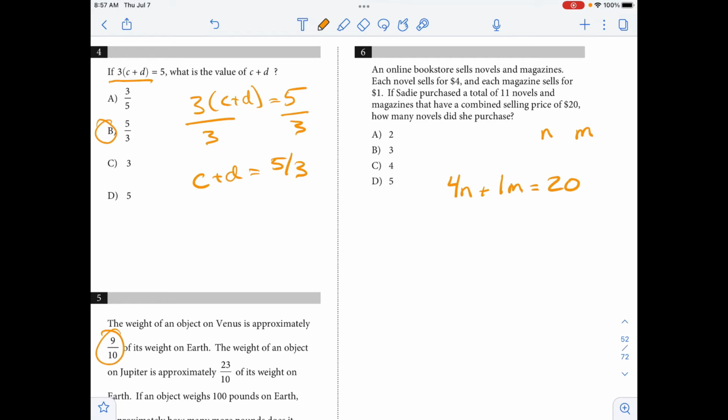However many novels she bought, it's going to be $4 a novel. However many magazines she bought, it's going to be $1 a magazine, and that equals 20. But now we know something else. She purchased a total of 11 novels and magazines. So novels plus magazines equals 11. Before even knowing how to do this one, you just want to write down what the problem is telling you.